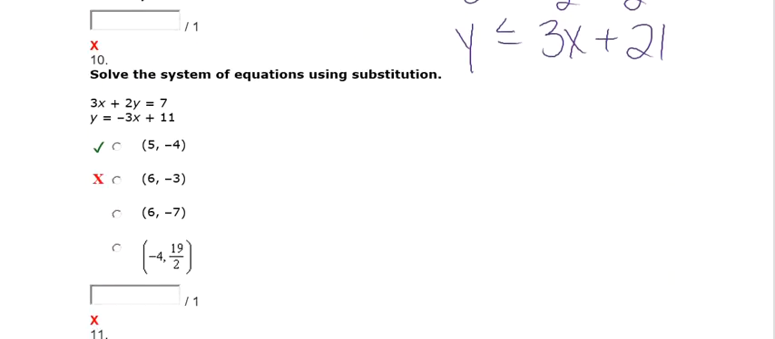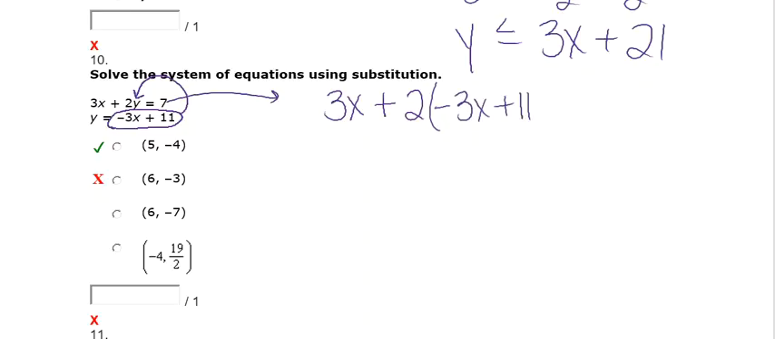Number 10, you're asked to again solve by substitution. So the bottom equation this time is solved for y, so I like to circle this. This equals y, so that means I can put it right there. So I'm going to rewrite that top equation, substituting in the negative 3x plus 11 for the y. So this first equation, draw a line over here, it's 3x plus 2 times negative 3x plus 11. There's the substitution, and it equals 7. So the first thing we're going to do is distribute.